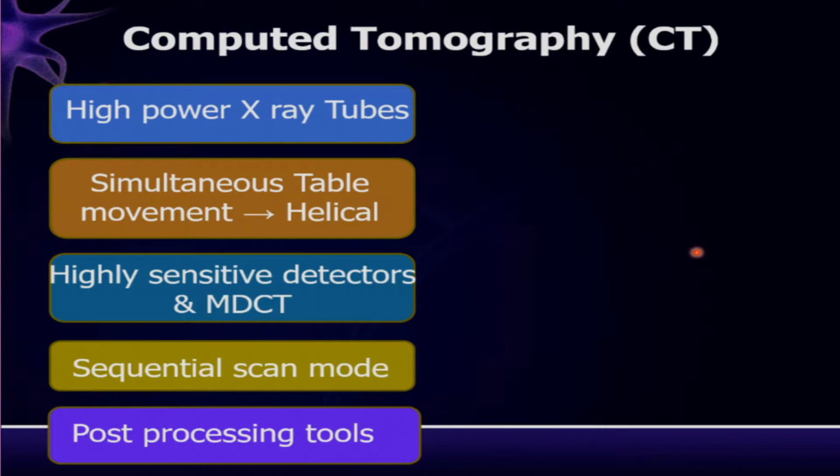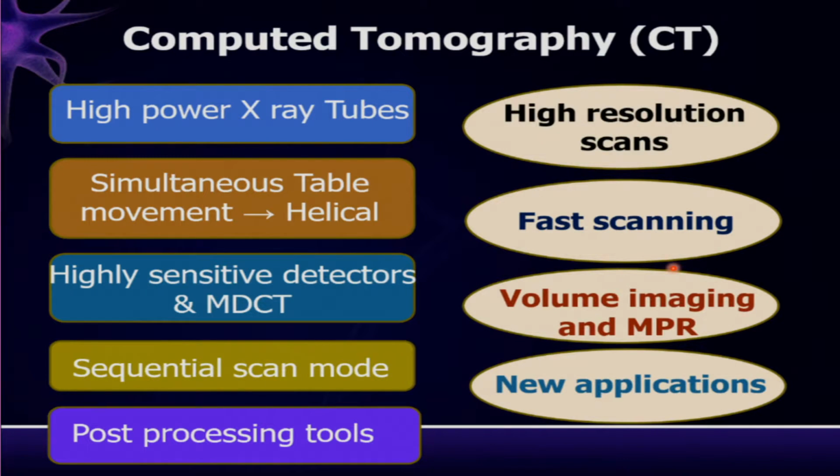In computed tomography, with the development of high-powered X-ray tubes and generators and simultaneous tube movements, the introduction of highly sensitive detectors and multi-detector CTs, sequential scan modes and powerful post-processing tools, you are able to produce high-resolution images. We can cut down the time taken for scanning. It's an advantage for the patient, it's comfortable for the patient. We can acquire any volume of any part of the body and produce multiplanar reconstruction, and there are a lot of new applications.